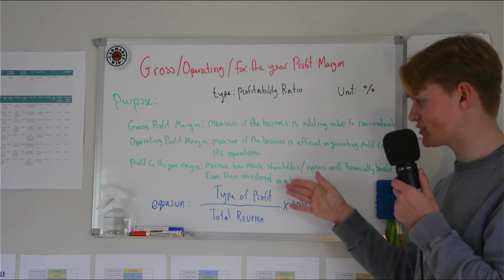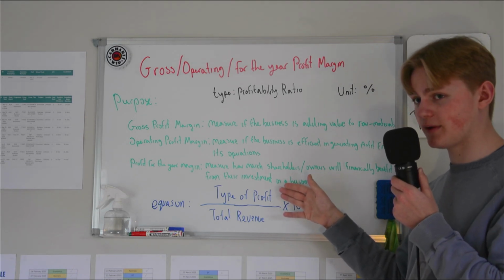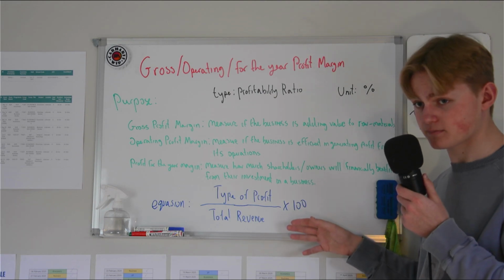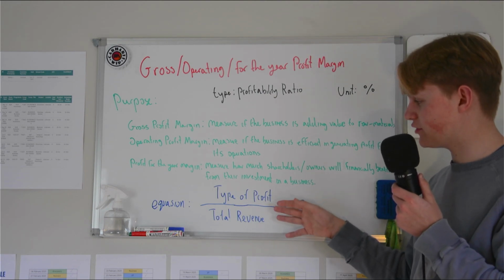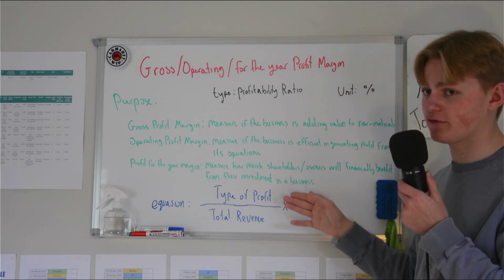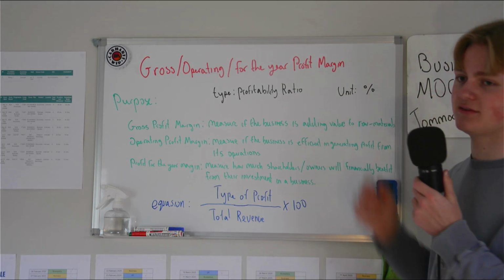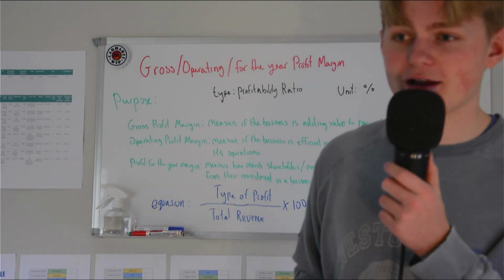And the equation for it is very simple. So that is literally just the type of profit, so how much profit we have, divided by our total revenue times 100. i.e. how much of our revenue is converted into that type of profit. And the unit for this, because it's times 100, is obviously percentage. And there you have it, all the financial ratios.